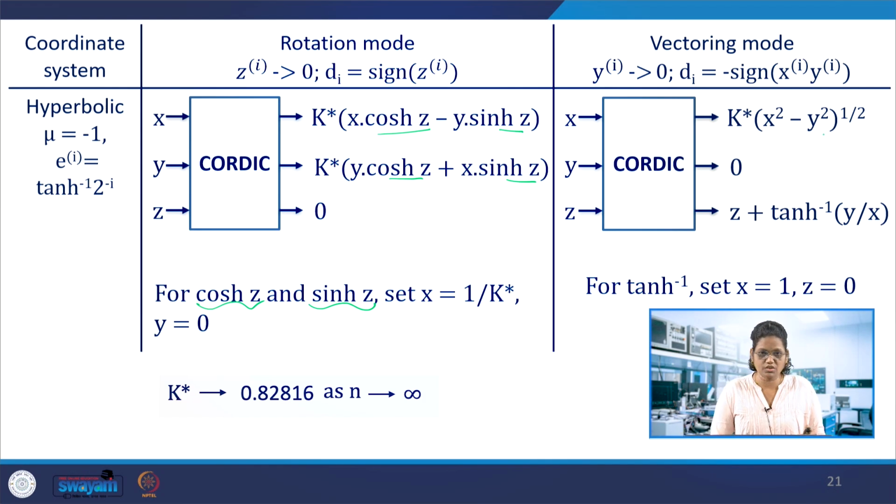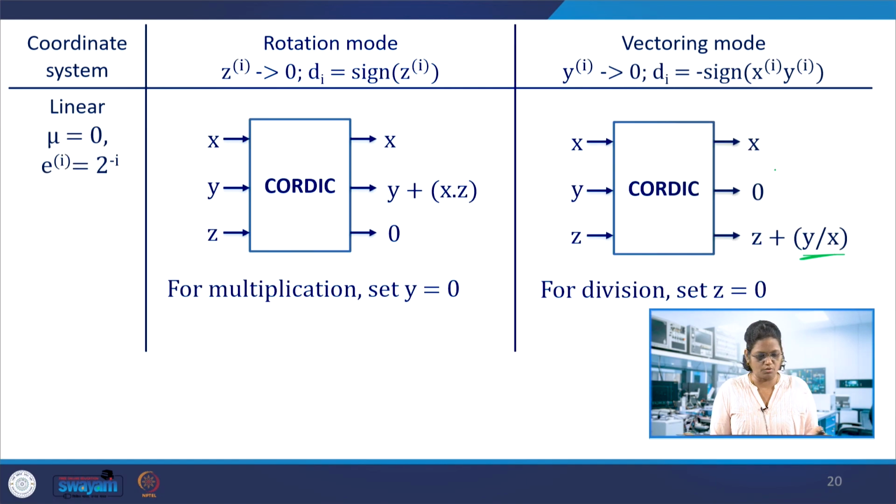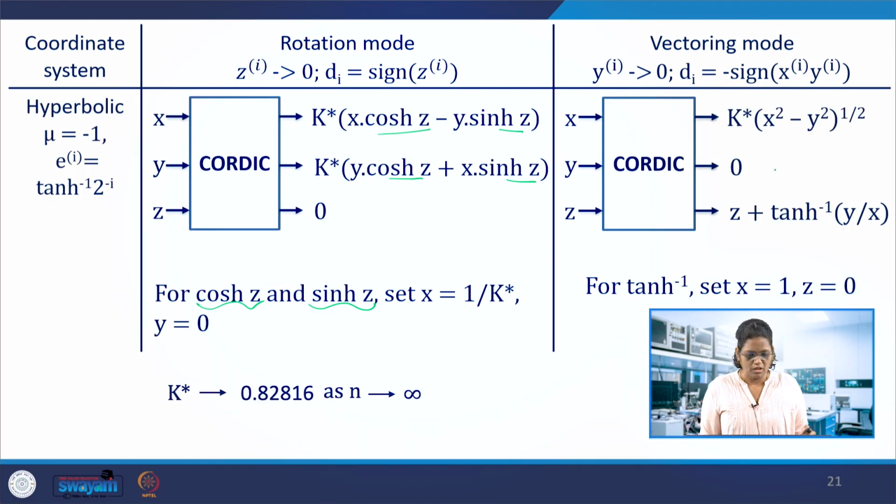So different functions can be obtained through this CORDIC: cos and sin in the rotation mode, or cos h and sin h in the rotation mode of hyperbolic. Also vectoring mode can give the square root or multiplication. In the linear case, it can give multiplication and division as well. So these are the general functions which can be obtained from the CORDIC.